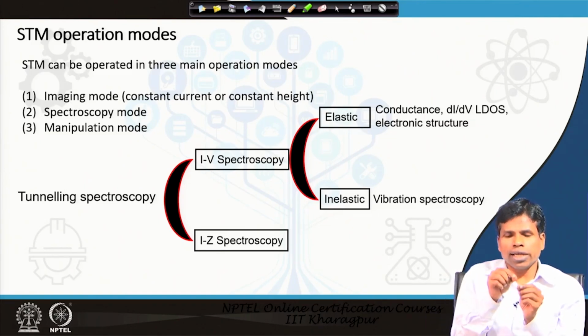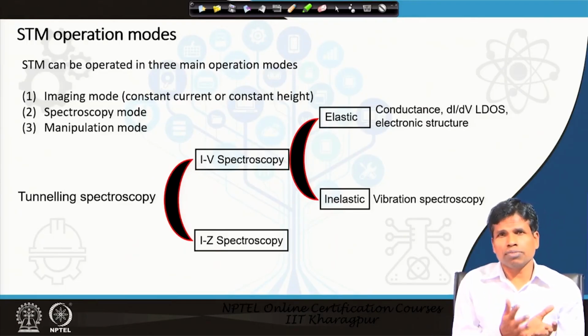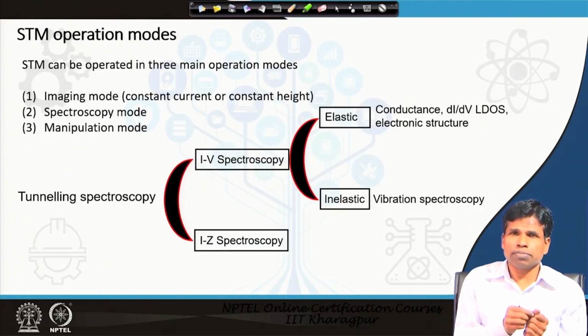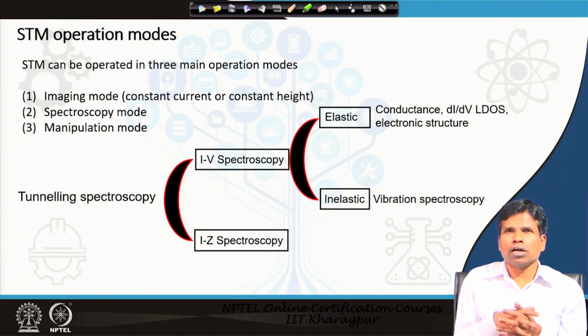Now, when electrons tunnel between the sample and tip, they may lose energy or may not lose energy. If the energy of the electrons remains the same when going from the tip to the sample, that is an elastic process. With that process we can measure the conductance, that means the surface conductance across the sample. We can measure dI/dV to get the local density of states and also the electronic structure. The second one is inelastic.